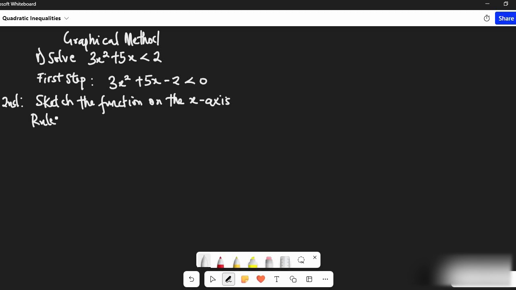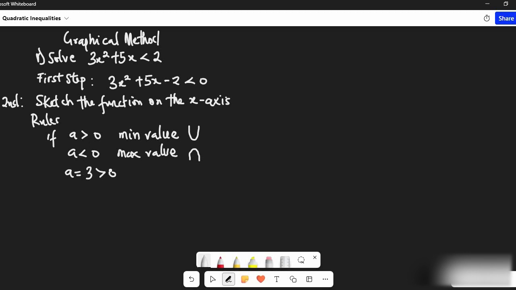Now remember our rules. If a is greater than 0, we have a minimum value. So the curve dips downwards and is going to look like this. But if a is less than 0, we have a maximum value. So the curve goes like this. Now in this case, we see that a equals 3, which is greater than 0. This implies that we have a minimum value. So the curve will look like this on the x-axis.